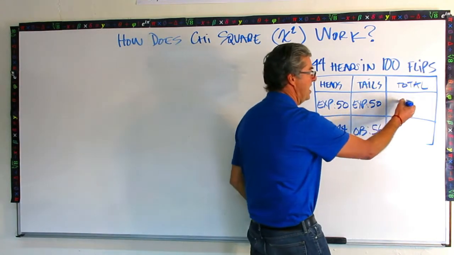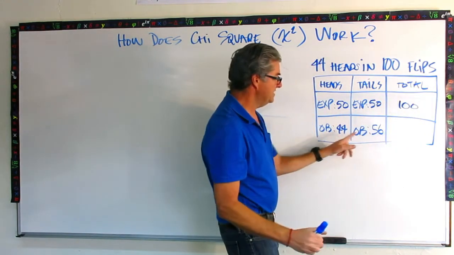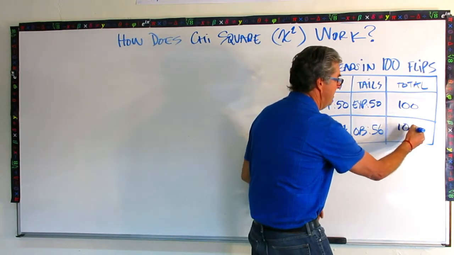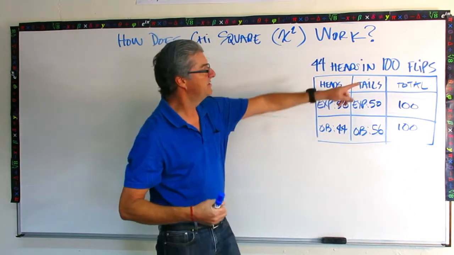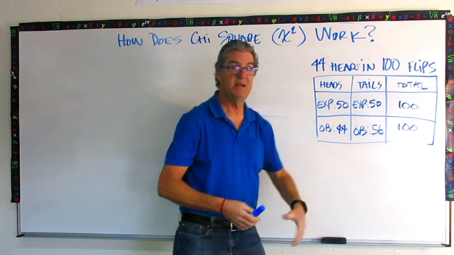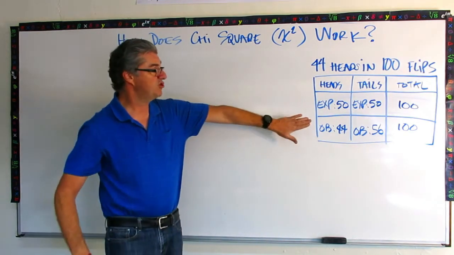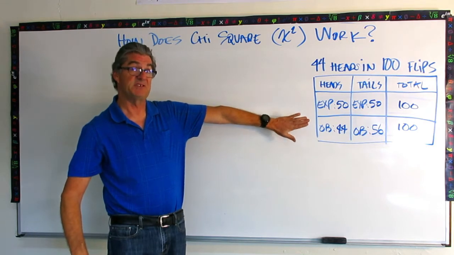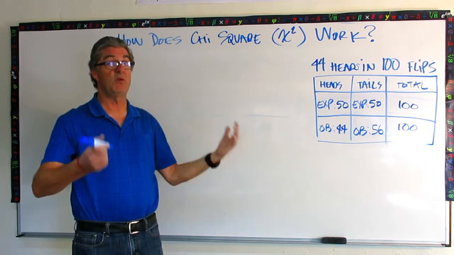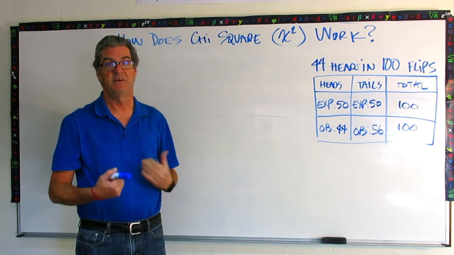50 plus 50 is 100, and then 46 plus 56 is also 100, and that worked because we did 100 flips. This should be the total of those flips. Okay, make sure your table is correct. If it's not, your chi-square calculation will also be incorrect. So let's take a look.